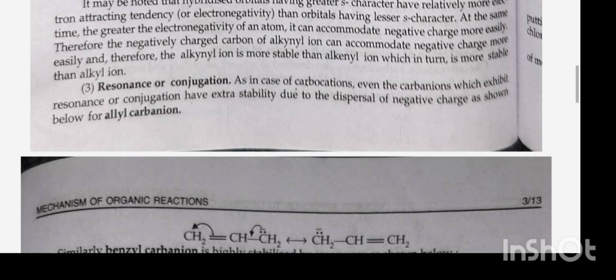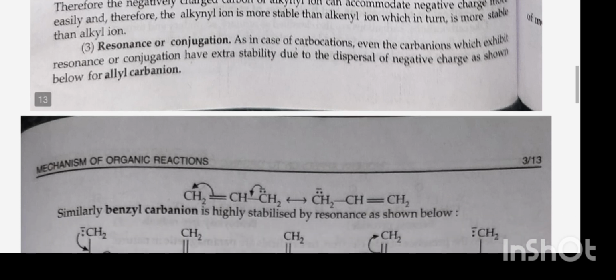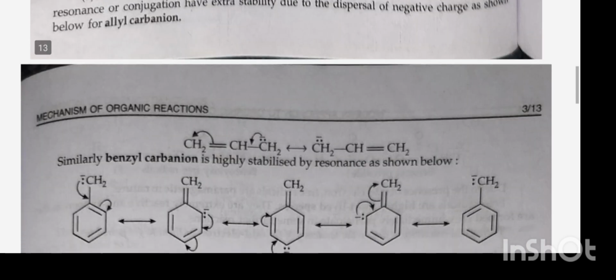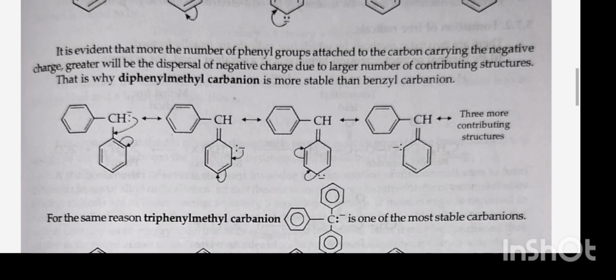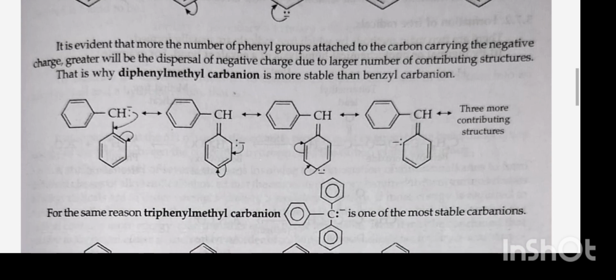Third, resonance or conjugation. As in the case of a carbocation, even the carbanion which exhibits resonance or conjugation has extra stability due to the dispersal of the negative charge, as shown below for the allyl carbanion. Similarly, the benzyl anion is highly stabilized by the resonance shown below. It is evident that the more phenyl groups attached to the carbon carrying the negative charge, the greater will be the dispersal of negative charge due to the large number of contributing structures. That is why the diphenylmethyl carbanion is more stable than the benzyl carbanion.